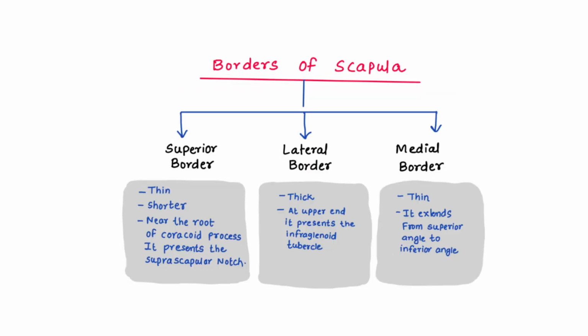The scapula has three borders: superior border, lateral border and medial border. The superior border is thin, shorter, and near the root of the coracoid process it presents the suprascapular notch. The lateral border is thick and at the upper end it presents the infraglenoid tubercle. The medial border is thin and it extends from the superior angle to the inferior angle.